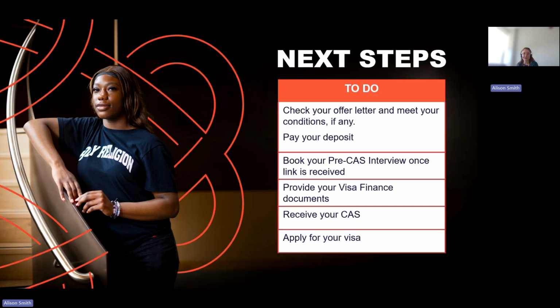So your next steps. Check your offer letter to meet your conditions, if any. Pay your deposit. Book your pre-CAS interview. Once this has been successfully passed, you can then send your visa finance documents for checking. Once all your pre-CAS checks are done, your CAS can be issued. And once you have that CAS document with that unique number and all the details on, you can apply for your student visa.